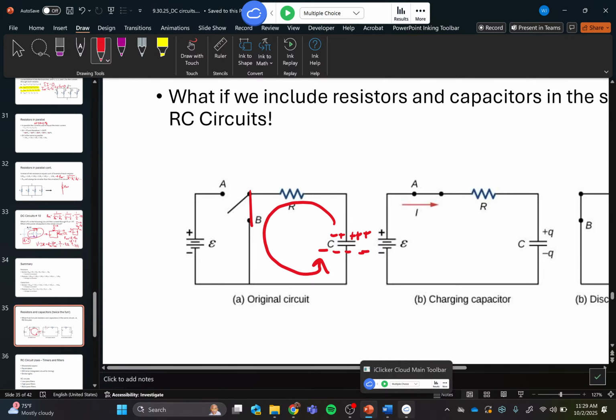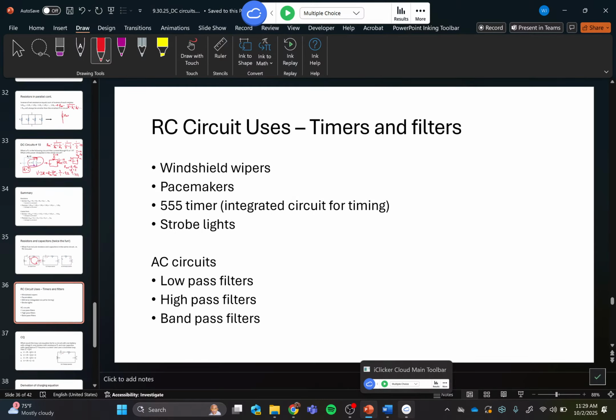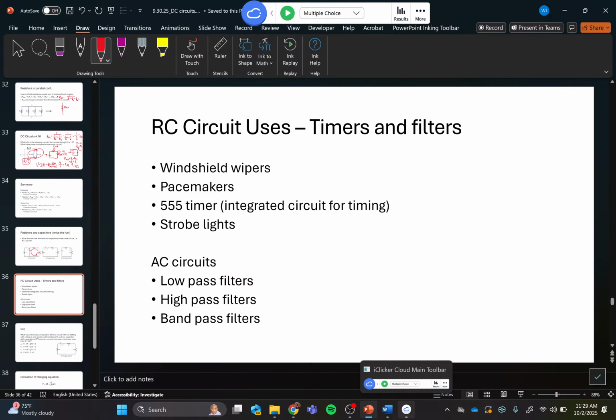This has an immense number of applications. Some of them are timing. For example, windshield wipers use RC circuits. When you're turning the knob, you know how you have the variable setting where you can make them flip-flop faster or slower? You're changing the resistance value. It's a variable resistor that you're changing, assuming it is analog and not digital. Another case is a pacemaker, again timing. You want it to trigger every so often.